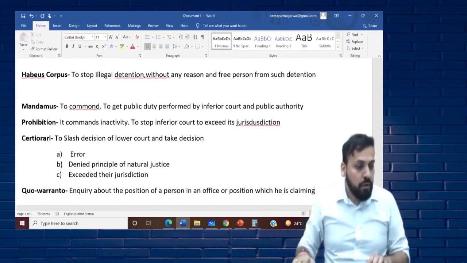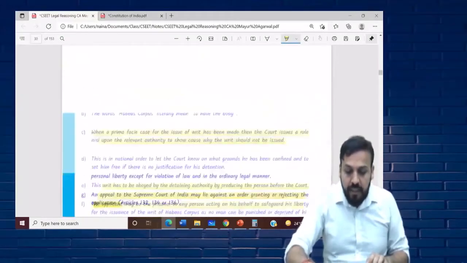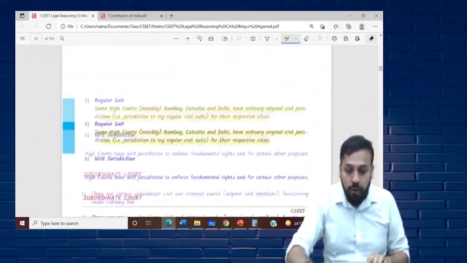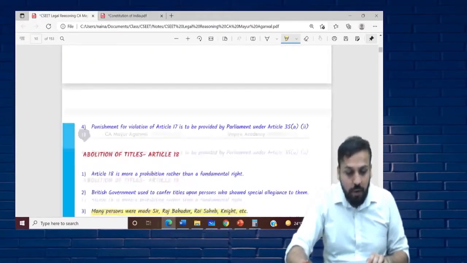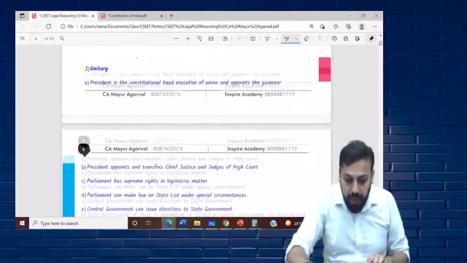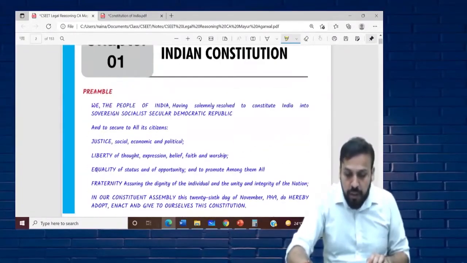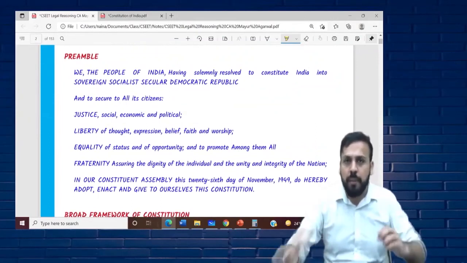This is about all the list about the writs which are being discussed. Now, before we go further, we should talk first about the preamble and then we come to the further discussions. But we have not talked about the preamble of the constitution. Let us discuss the preamble of the constitution. So with this, a quick revision which we have done, we have done 4 topics out of 5.